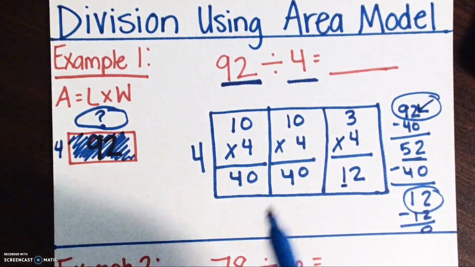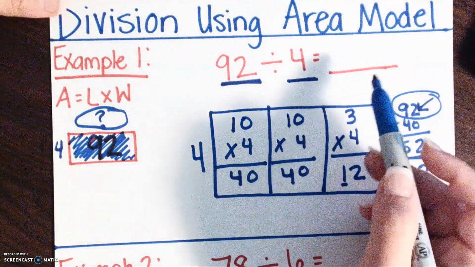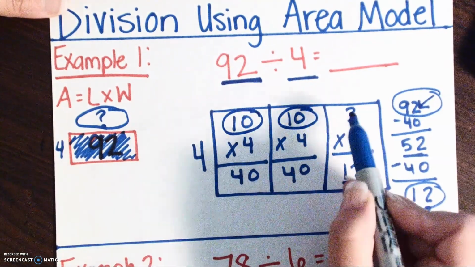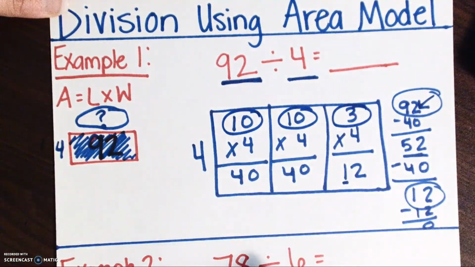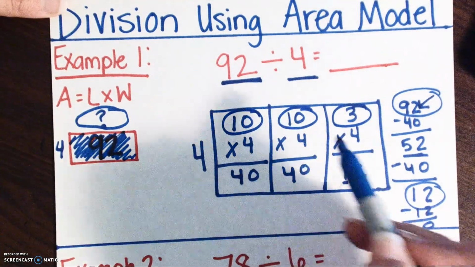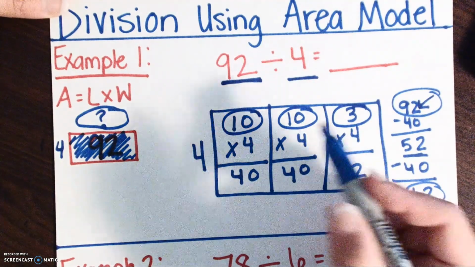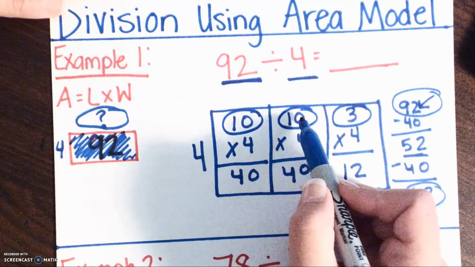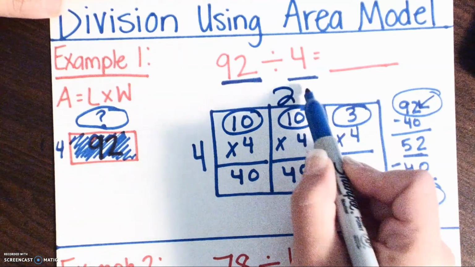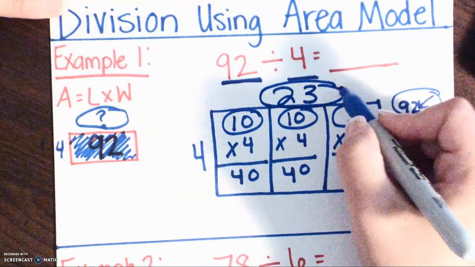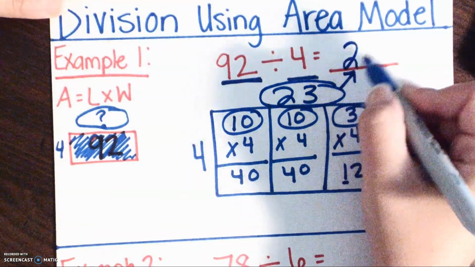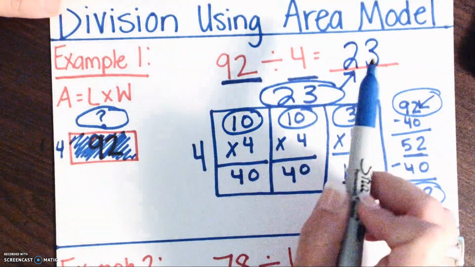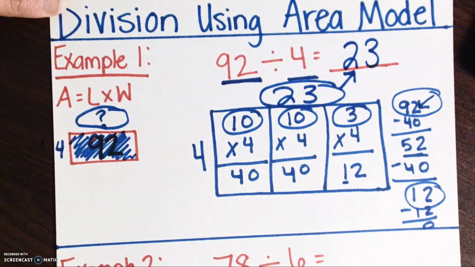Now, here's where finding your answer comes into place. We want to look at what we multiplied in each box by 4. We did 10 again, and then we multiplied by 3. So I'm going to add those to find my answer. 10 plus 10 is 20, plus 3 more is 23. That's going to be my quotient, or my answer. So 92 divided by 4 is 23.